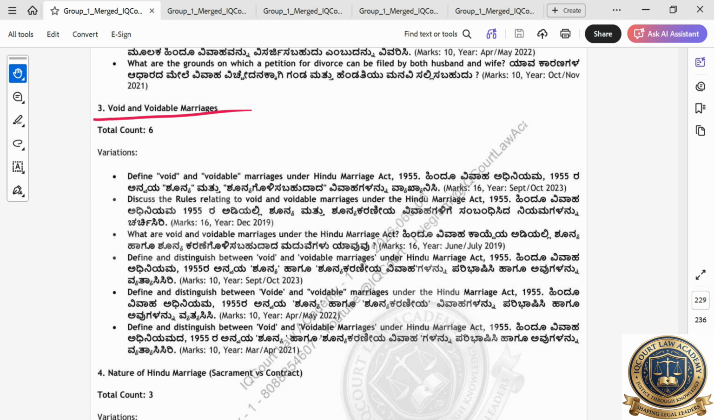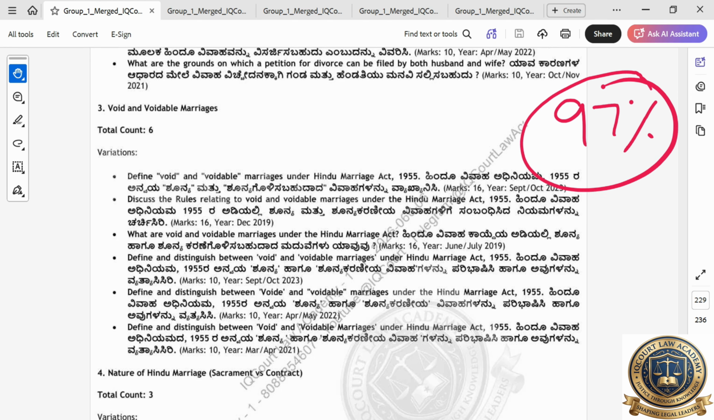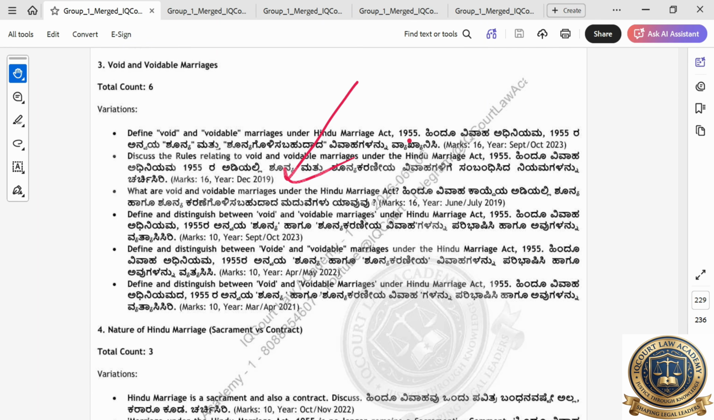Void and voidable marriage. This also has 95% probability. Define void and voidable marriage under the Hindu Marriage Act. ಹಿಂದೂ ವಿವಾಹ ಅಧಿನಿಯಮ 1955 ಅಡಿಯಲ್ಲಿ ಶೂನ್ಯವಾಗುವುದು ವ್ಯಾಖ್ಯಾನಿಸಿ. I would say 97% probability is there. You will get this question. So what are void and voidable marriages under the Hindu marriage?